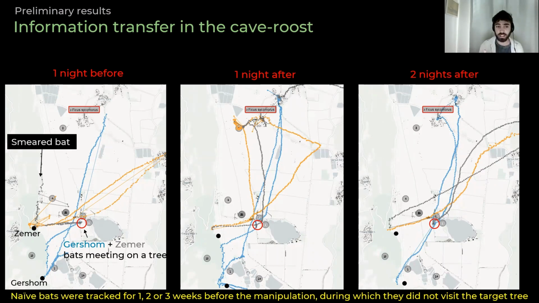Surprisingly, the smeared bat itself went to visit the same tree again, though he should know where this information is coming from, but I guess he was curious. And interestingly, two nights after, the blue one also visited the tree. Why am I saying it's interesting? Because they didn't roost in the same cave, as you can see from this picture. So what happened here, we think, marked in red, is that these two individuals, the gray and the blue one, met on a tree. So maybe the information center is not necessarily in a cave roost, but can also happen on a tree.